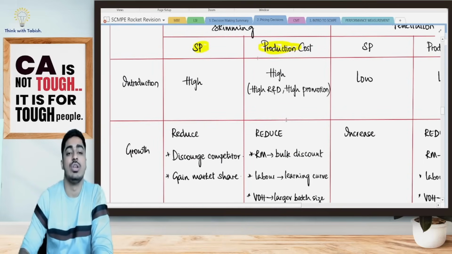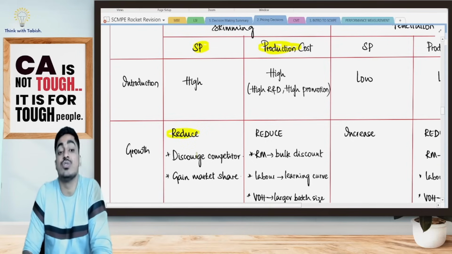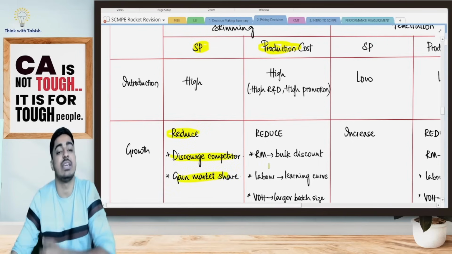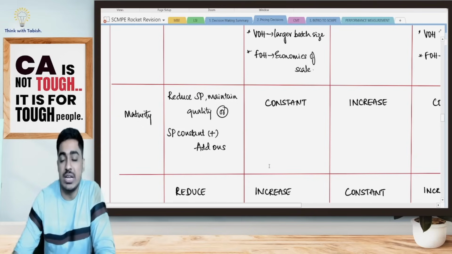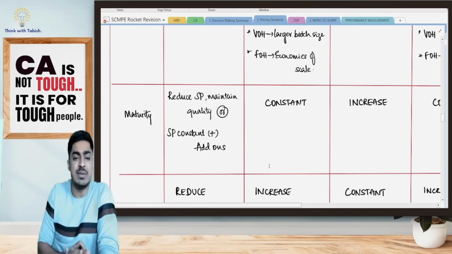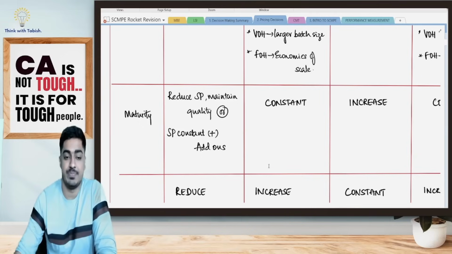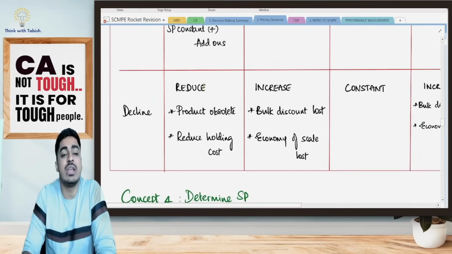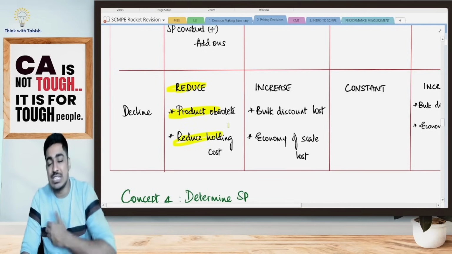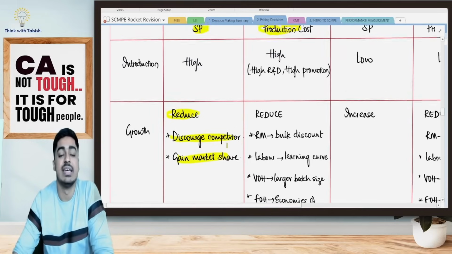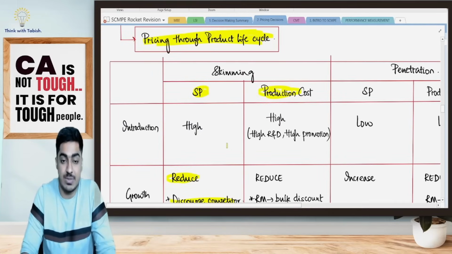Yes. Now, during growth, I will try to reduce. Why? Because I want to discourage competitors from entering. I want to gain some extra market share. During maturity, either I can slightly reduce my selling price or else keep my selling price constant but give some add-ons. Now, during decline, again, you can reduce your selling price. Why? Because your product has become obsolete. Yes, if you sell it quickly, you can at least reduce the holding cost. Is it clear? Now, coming to the production cost, my dear students.